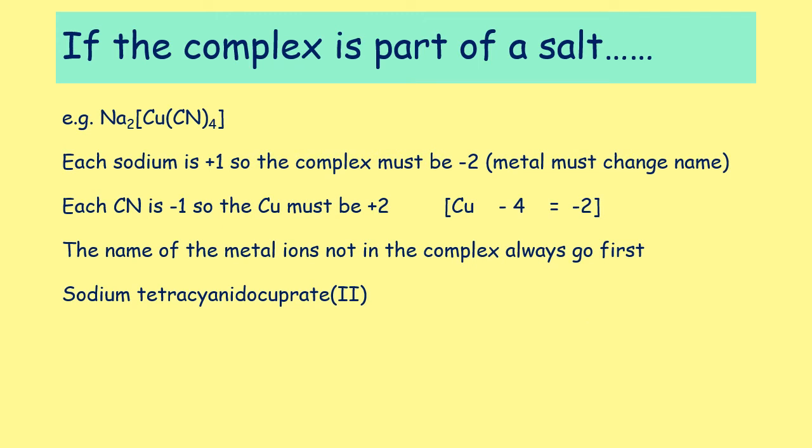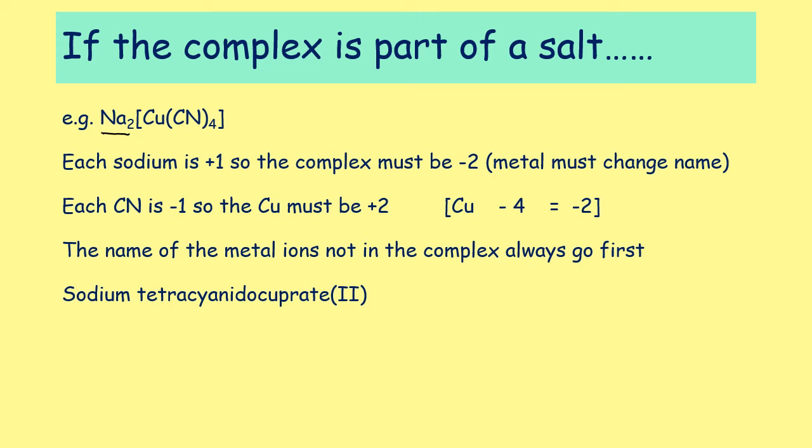And finally, if the complex is part of a salt or if it's part of a compound, you need to look at the complex. But if it's part of a compound, so here, sodium has come first. If it's part of a charged complex, to work out the oxidation number, we've got 2 sodiums, but that means they are contributing 2+, and it means that your complex must have a charge of -2. And then you can work out the charge of the transition metal once you know the charge of the complex.